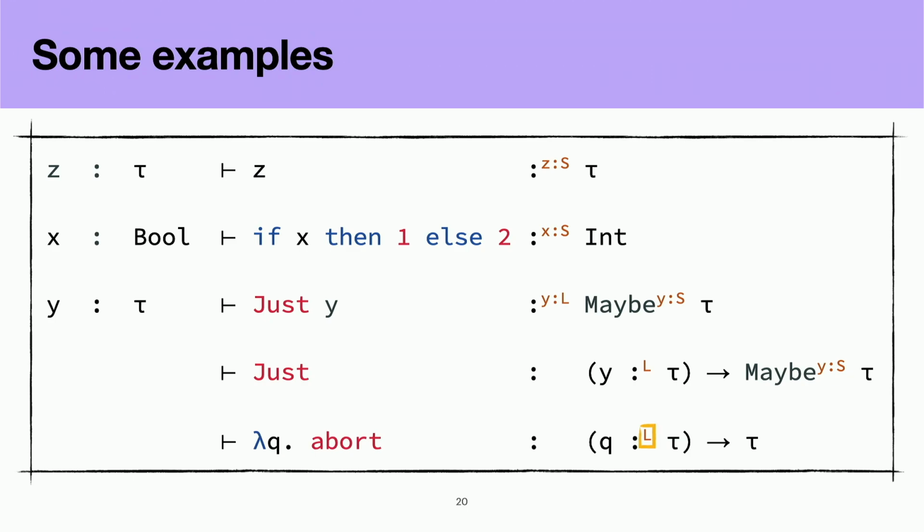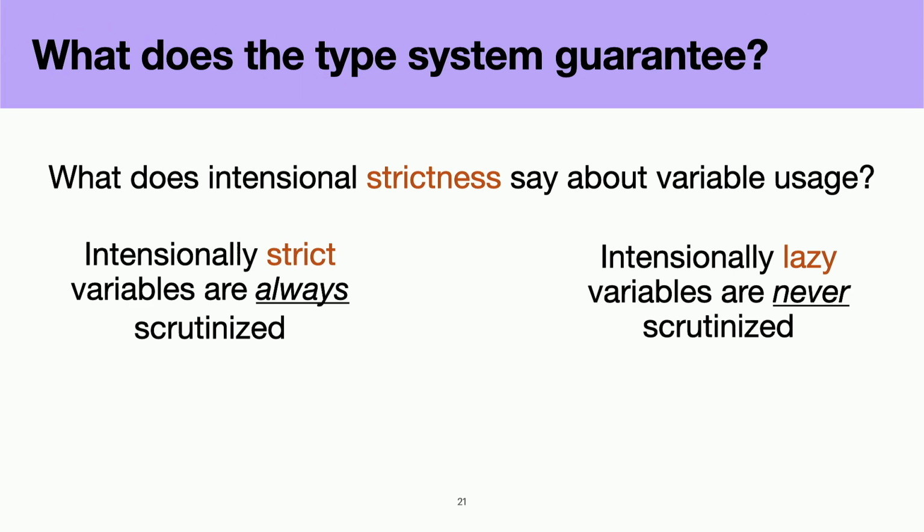And then last but not least, we have this function that discards its argument and fails, and we characterize this as intentionally lazy. Now this is, of course, different than what the extensional definition would tell us here, and so it's worth asking, given this difference, what properties are we actually capturing with this new definition? What does it guarantee about variable usage?